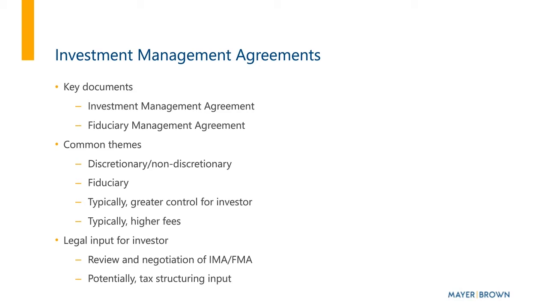With these structures, pension schemes need legal assistance to review and negotiate the relevant documents, particularly in relation to liability for the trustees and the manager, and also the ability to terminate the arrangement if things go wrong or if performance is not what was expected. Tax structuring advice can also be advantageous to ensure that investments are being acquired and held in the most advantageous way.